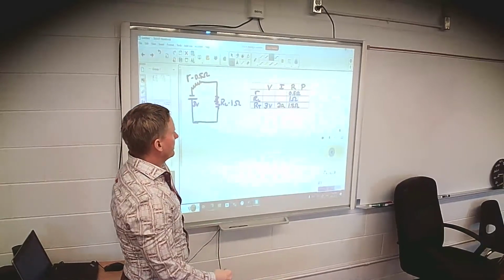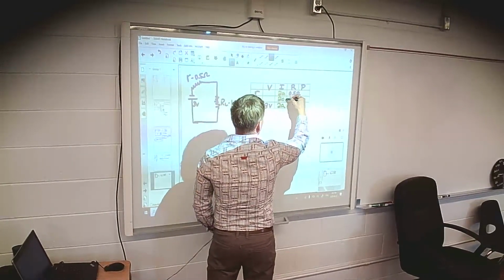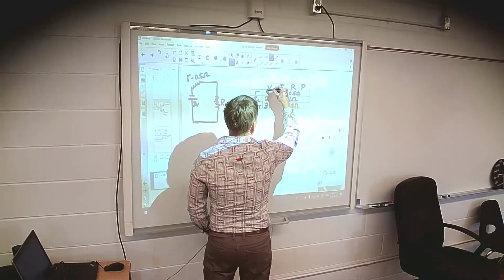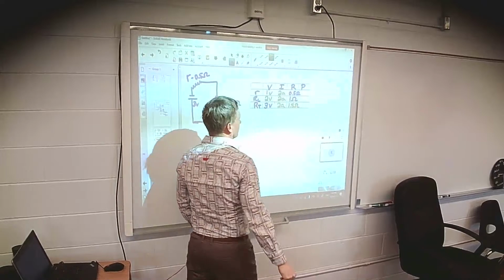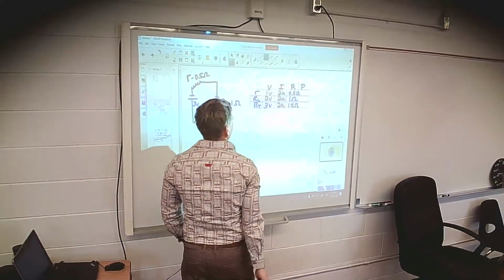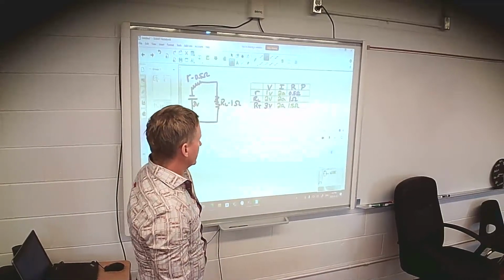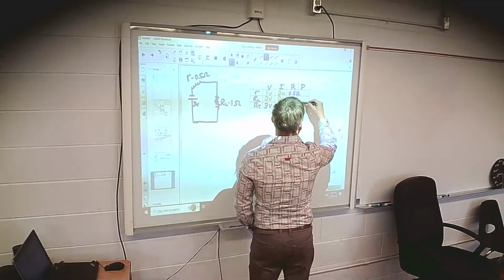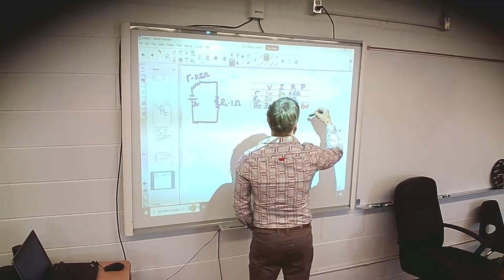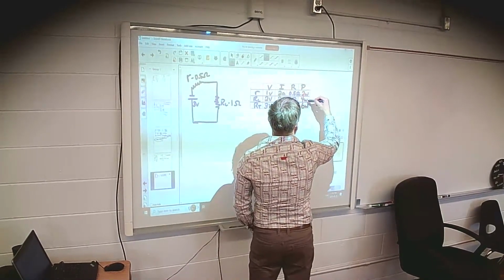So let's just fill in the rest of this information. Everything else has 2 amps. There's 2 amps here, 2 volts, 1 volt. So far, so good, right? Let's check the power on it. Total, V times I, 6 watts, right? 2 watts, 4 watts.